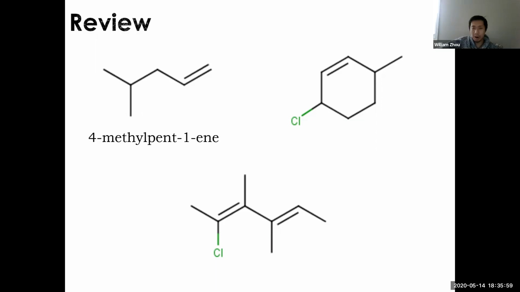The carbon on top of chlorine, that's carbon 1. Which one will be carbon 2? The one with the chlorine. So not across the double bond, not the one with the double bond. So you choose the one on top of chlorine as 1, and then you go down to chlorine as 2.